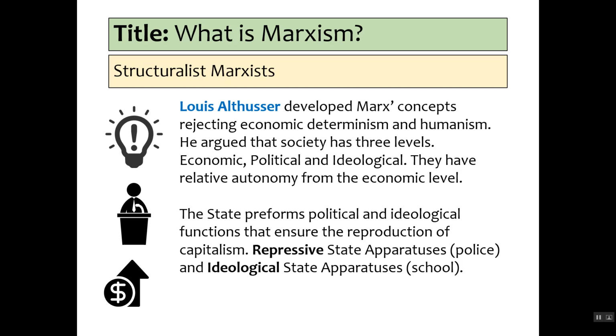Now, that was disagreed on by Louis Althusser, who argues that Marx's concepts reject economic determinism and humanism. He argues that society actually has 3 levels rather than this 2-level system, the superstructure that you've seen in the first slide. The 3 levels are the economic, the political, and the ideological. And they have relative autonomy from the economic level. So political and ideological state apparatus are separate from the economic state apparatus.